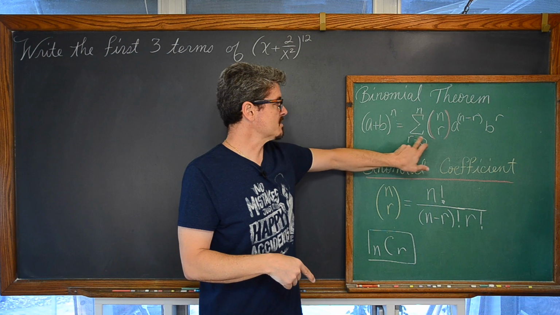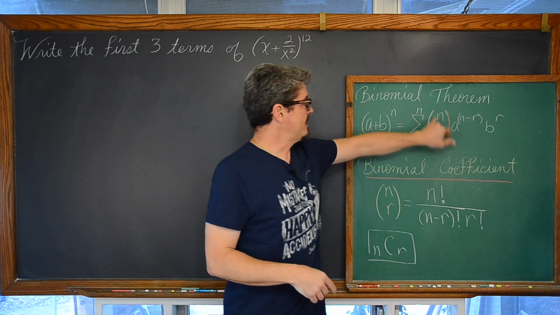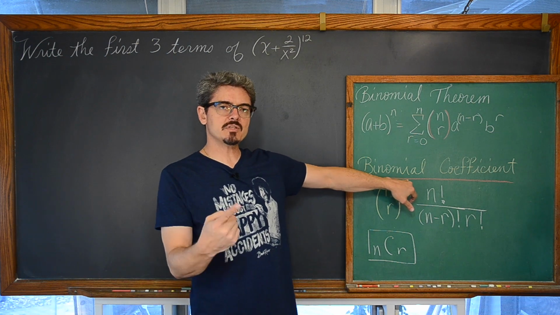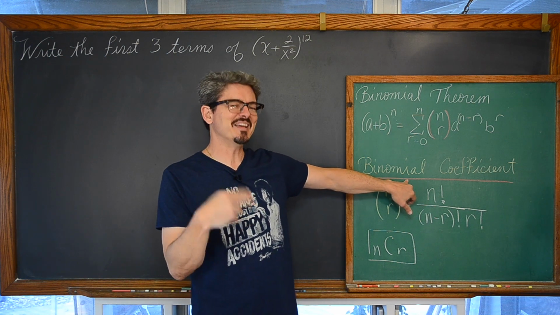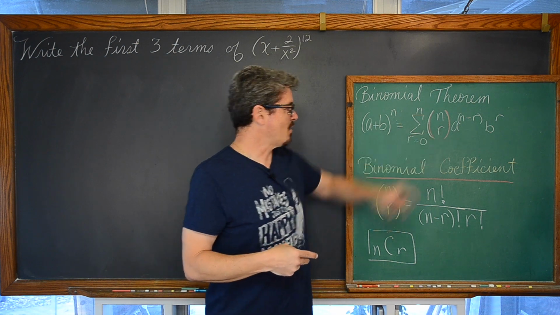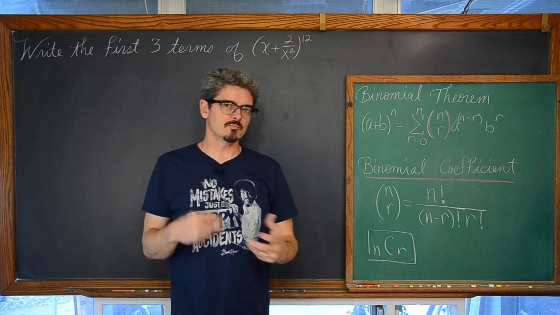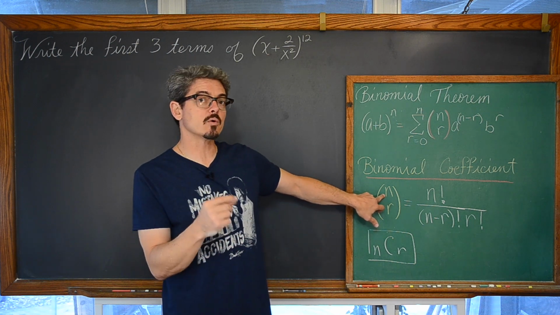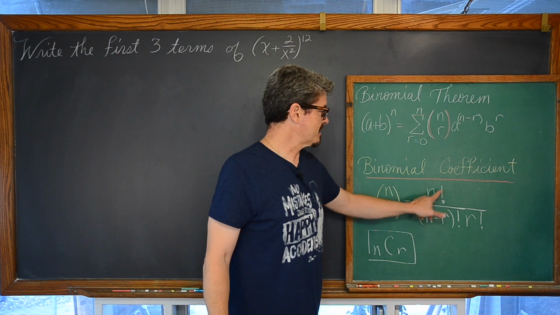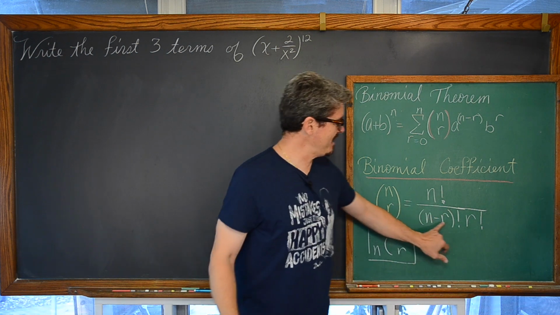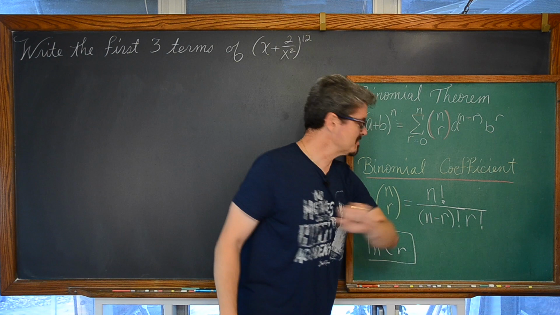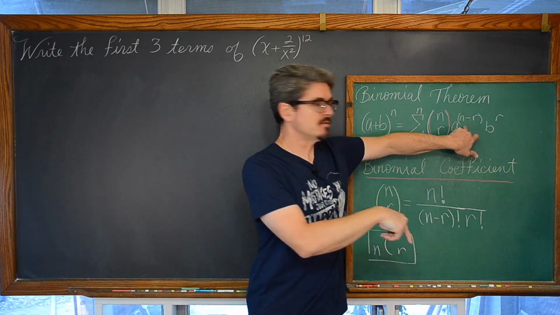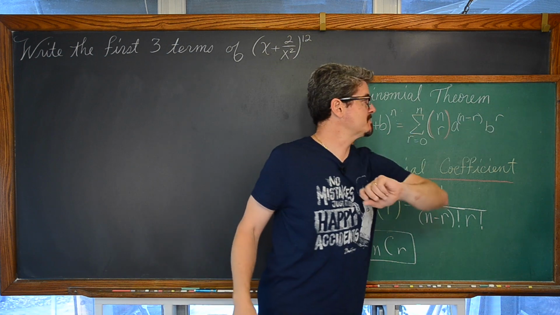The summation, where r starts at 0, goes to n, of n over r. This thing's called a binomial coefficient. If you've already studied permutations and combinations, this will look familiar. The binomial coefficient is n choose r. In probabilities, it's choosing a certain number of items out of a certain size population where the order doesn't matter. So we have n factorial over n minus r factorial times r factorial, times a to the n minus r power times b to the r power.